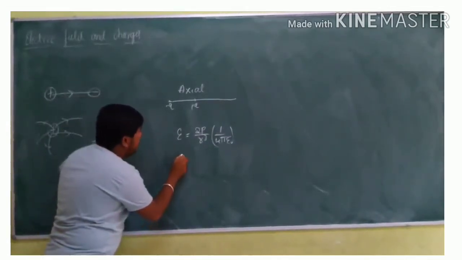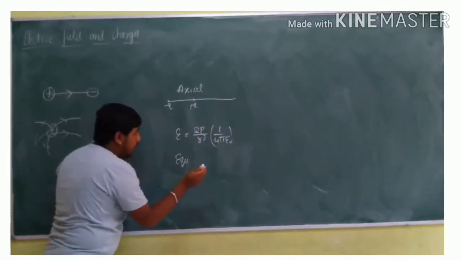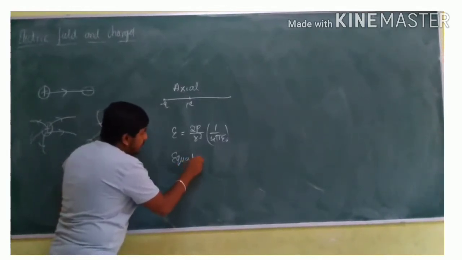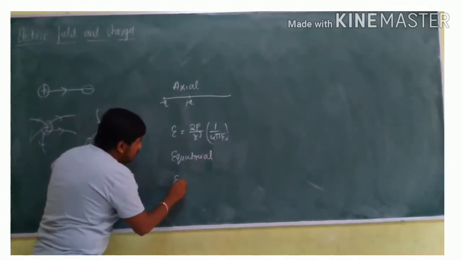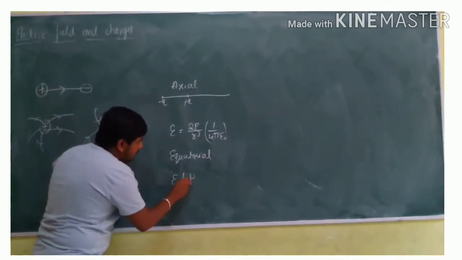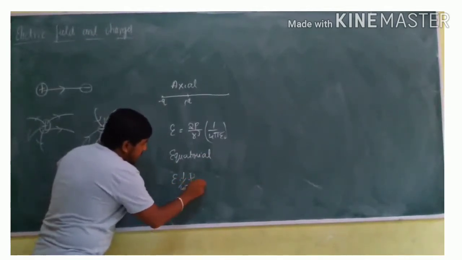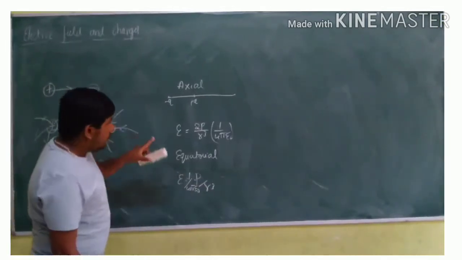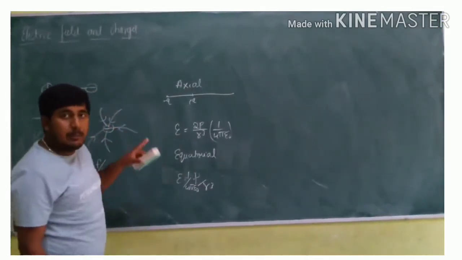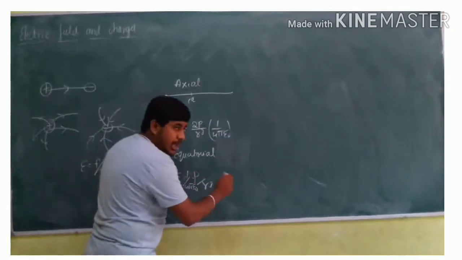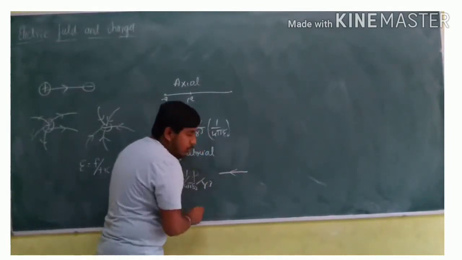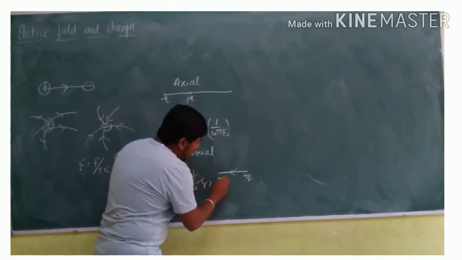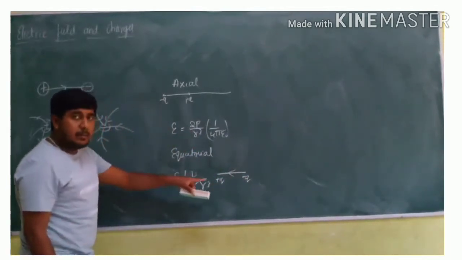Again, the electric field due to an electric dipole on the equatorial line is given by the formula E is equal to minus 1 by 4 pi epsilon into p divided by r cube. This was the formula derived for the electric field due to an electric dipole on the equatorial line. In the diagram, the direction of the electric dipole is from negative to positive.